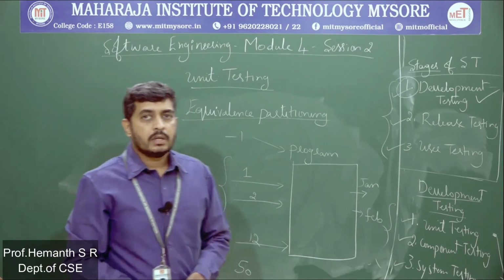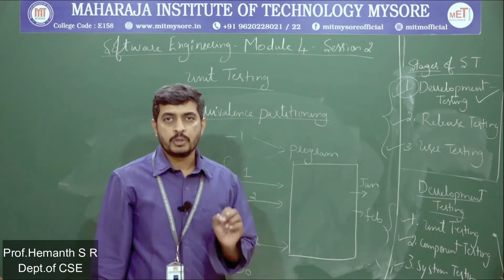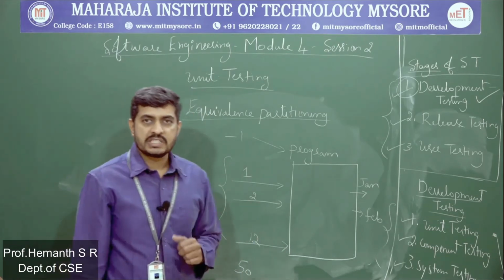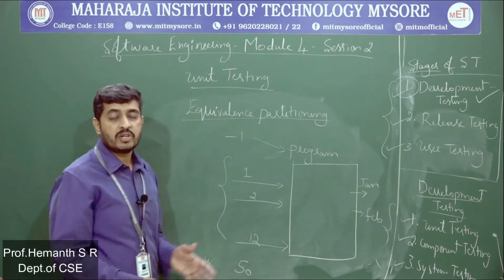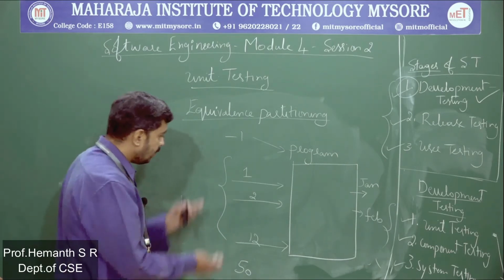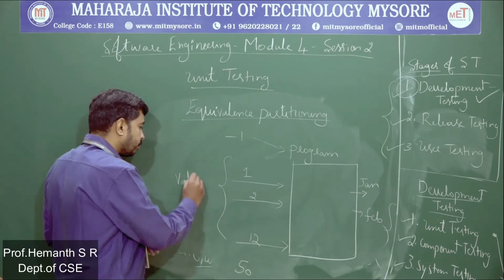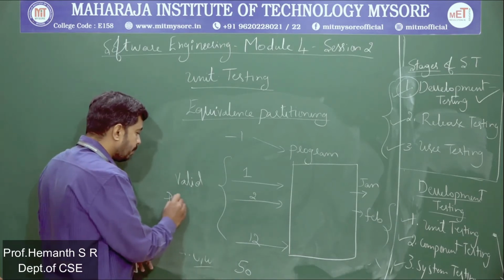Now in this case, what is the behavior of the program that should be checked? Even if unexpected inputs are given, the behavior of the program should be consistent. Now is it so? That is what we are checking. So you can see here we have different possibilities. One is all possible inputs which are valid. So we will call it a valid partition.